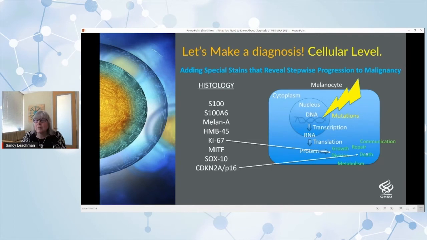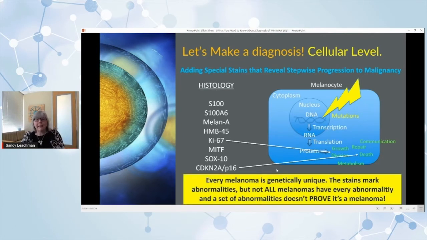Similarly, one of the most important senescence genes, a gene that keeps a cell from growing, is CDKN2A, or P16. If it's missing, that can also be a clue for the pathologist that this is a malignancy. So again, I want to reiterate, every melanoma is genetically unique. They all have different problems.